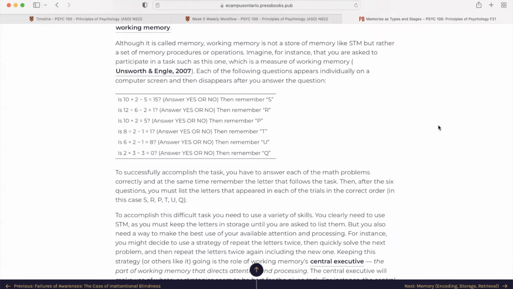And it goes on. To successfully accomplish the task, you have to answer each of the math problems correctly, and at the same time, remember the letter that follows each question. Then after the 6 questions, you must list the letters that appeared in each of the trials in the correct order. So in this particular example, the first letter was S. So you'd have to remember the first letter was the letter S, and then the rest of the letters.